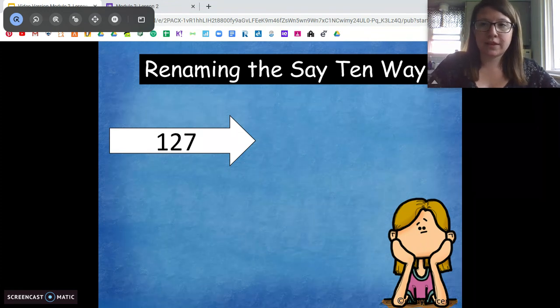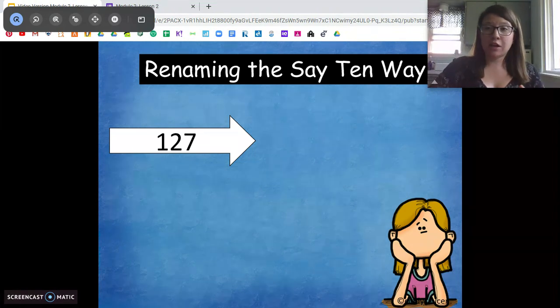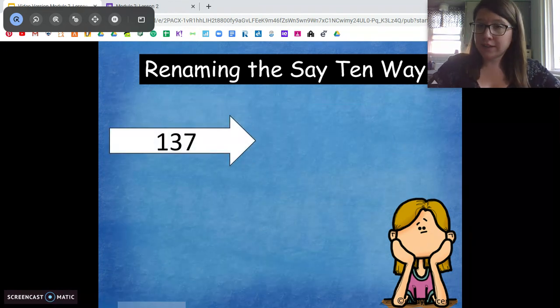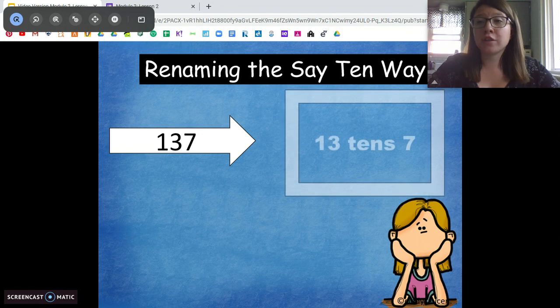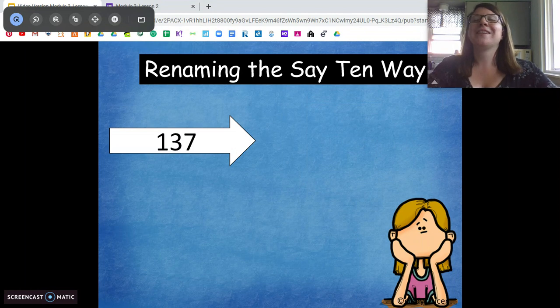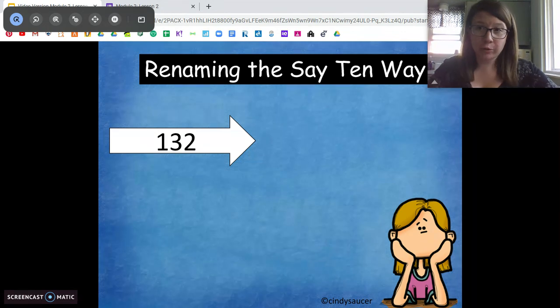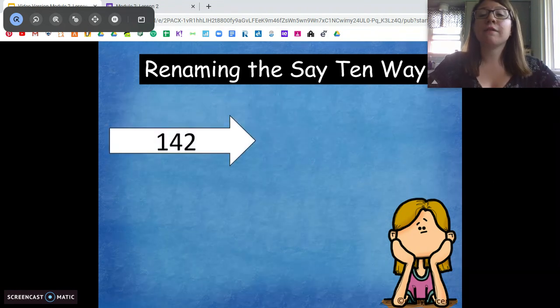127. Break that down. How many tens? Good. Same as 123. 12 tens, 7. Try 137. Follow that pattern we've been working with. 137. How would you say it the say 10 way? Good. 13 tens 7. 127 was 12 tens 7. 137 is 13 tens 7. Very good. 132. Use what you know to help with what you don't know. 13 tens 2. Good.